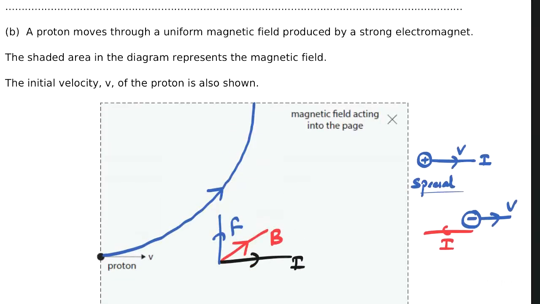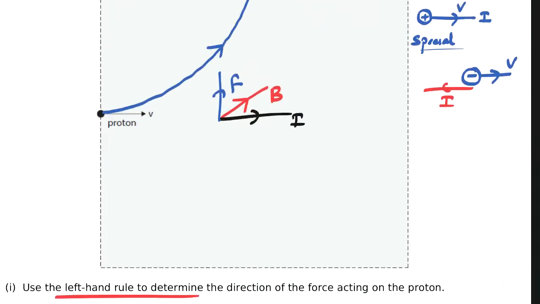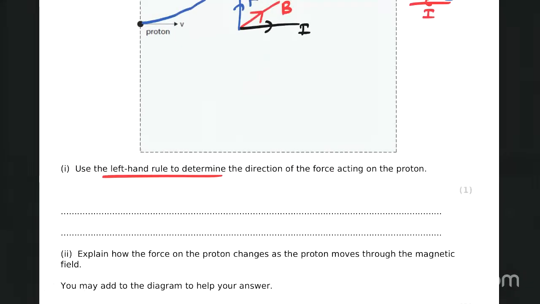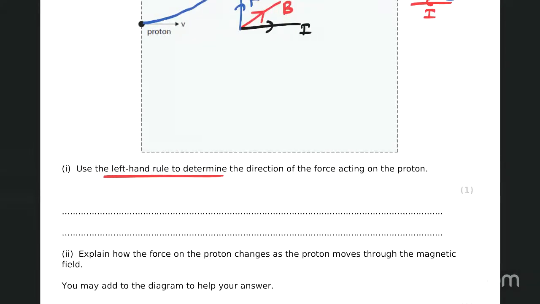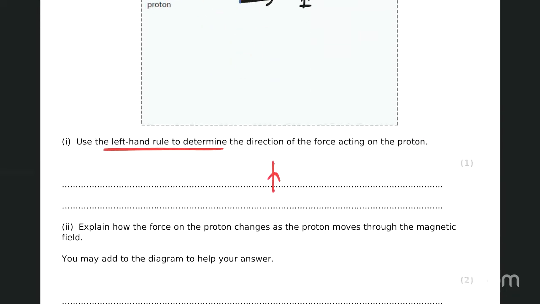And from here onwards, what will happen? From here onwards, there's no force acting, so it will be moving in a straight line like this, right? We discussed so many things about this in the last session as well. So, use the left hand rule to determine the direction of the force acting on the proton. The force acting will be upwards, right?